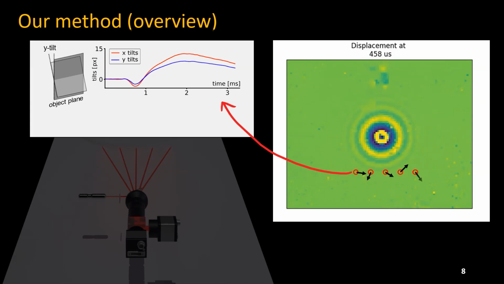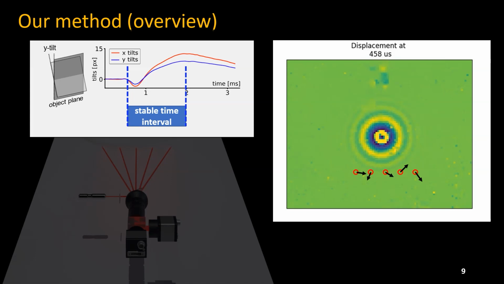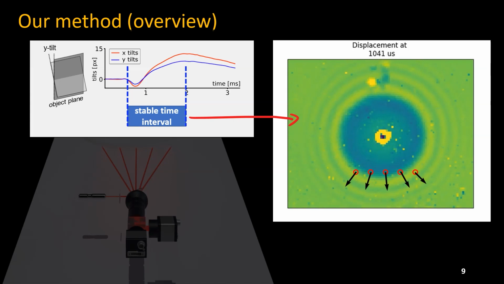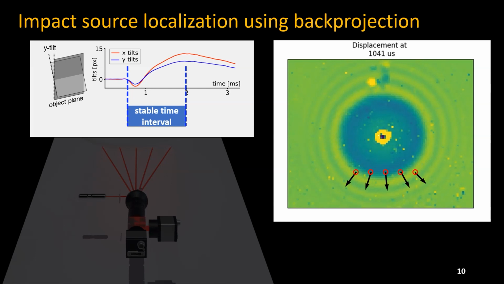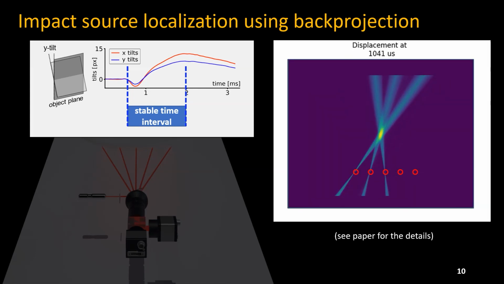The measured tilts relate to the instantaneous surface gradient directions. We show that during particular identifiable time intervals, called the stable time intervals, these gradients point towards or away from the impact source and can thus be used to recover its location on the surface. To recover the source locations, we develop a back projection based algorithm that accumulates the gradient directions from all measurement points during their corresponding stable time intervals to yield a voting map that reveals the impact source location.